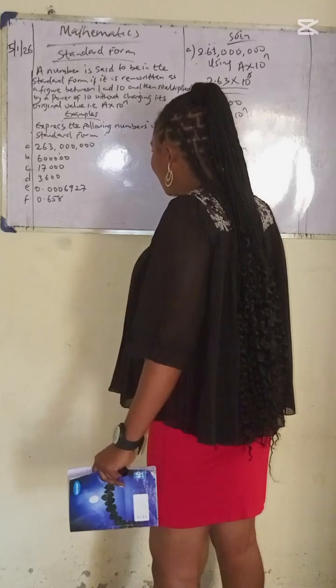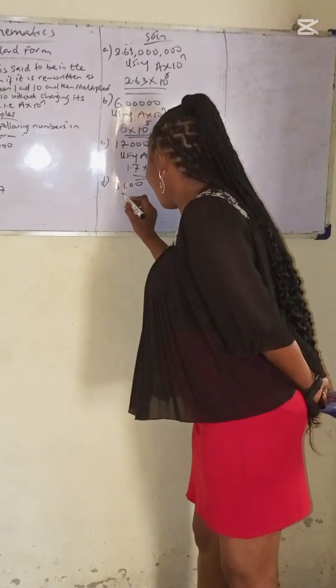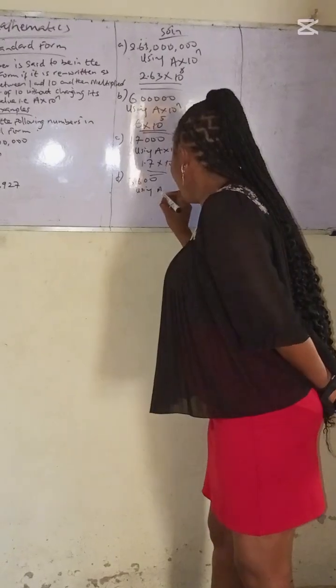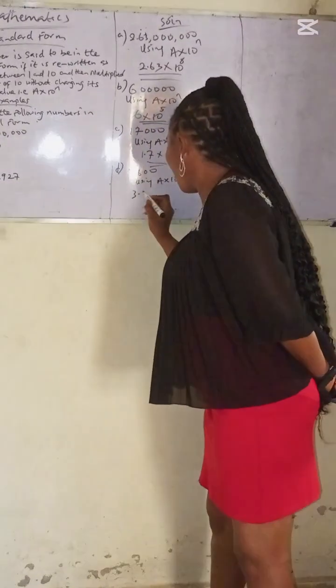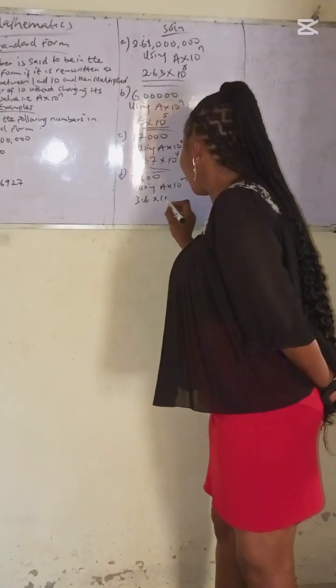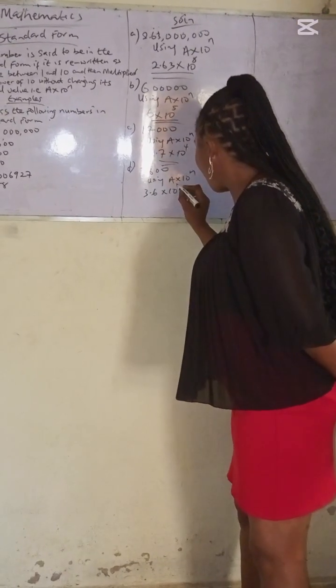Then we go to the next one. The D part we have here is what? 3600. So we are using A times 10 to power n. So our A is what? 3.6 times 10 raised to power, you count 1, 2, 3. So raised to power 3.